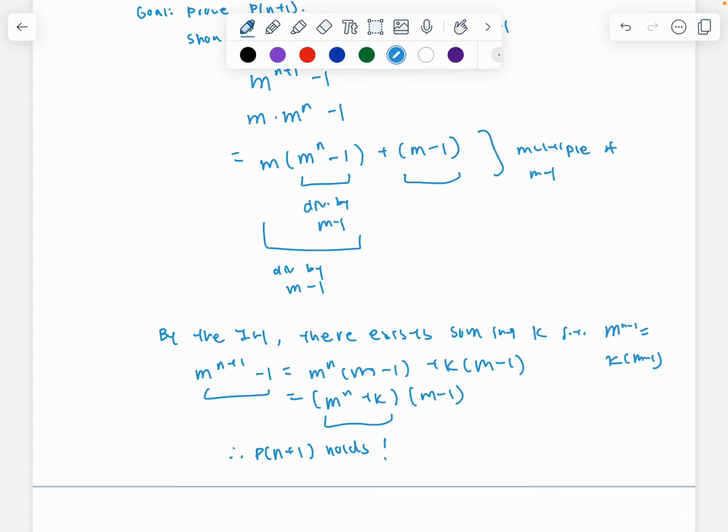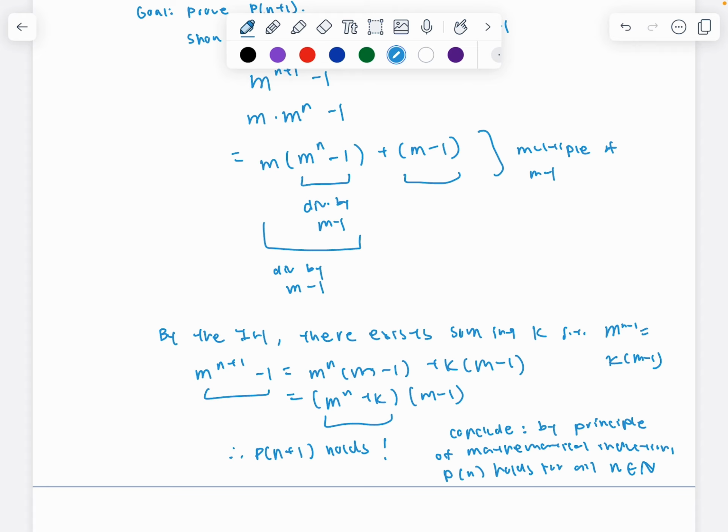Therefore, by the principle of mathematical induction, P of n holds for all natural numbers n. We can write that concretely: by the principle of mathematical induction, P of n holds for all n in the set of natural numbers. And since m was arbitrary, this holds for all m in the set of positive natural numbers as well. Yeah, and that's our proof.